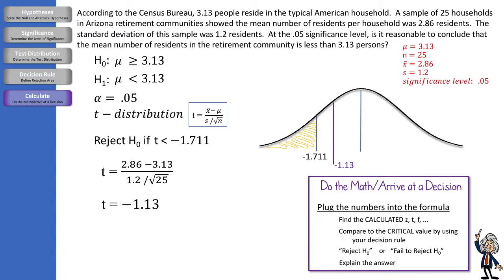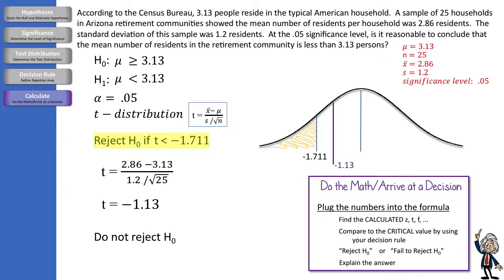So, okay, what does that mean? Well, let's go back to the decision rule. We reject the null if t is less than negative 1.711. Since negative 1.13 is not less than negative 1.711, then we do not reject the null. Or you can say we failed to reject the null.